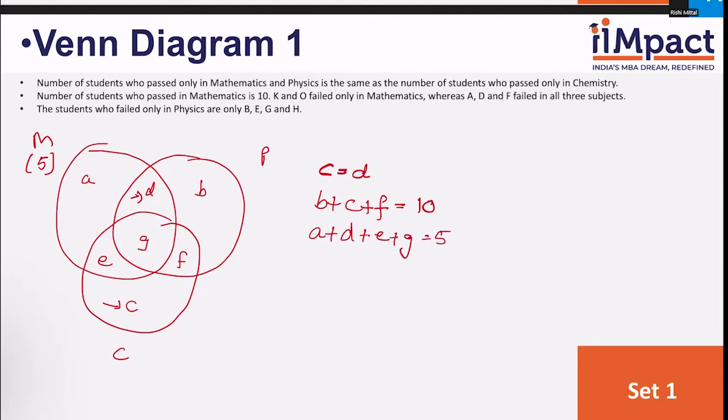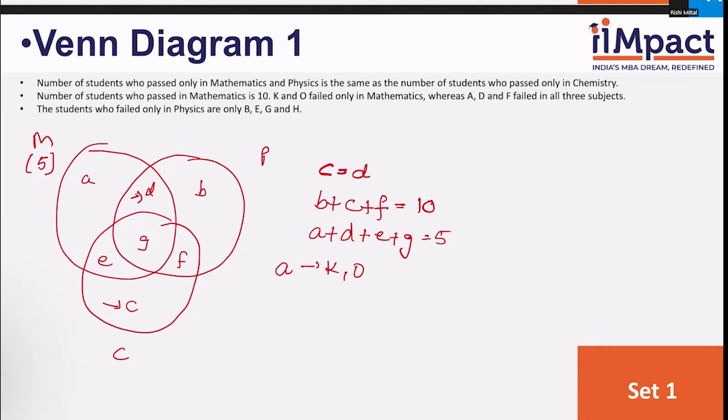Cool. Very simple. Now, what does the rest of the statement say? Same as the number of students who passed only in chemistry. This was done. K and O failed only in mathematics. So, K and O failed only in mathematics. So, we know that A definitely has K and O as its part, right? We don't know whether they are the only ones who have failed in mathematics, but K and O have definitely failed only in mathematics. Okay.